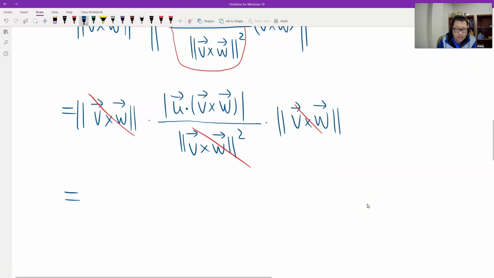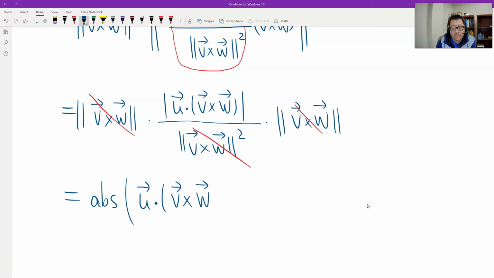Which is the absolute value. Let me change. This is just the absolute value, okay. In case you thought that's a determinant, no, this is the absolute value of U dot V cross W. Okay, so what it is, and we learned this before. This is a triple product, but it's a scalar triple product, right?